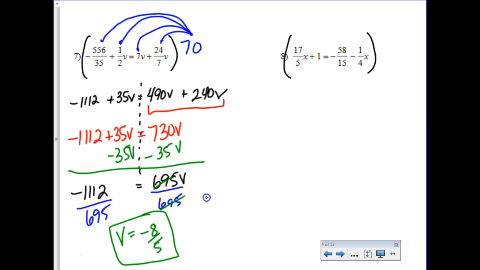All right, this next one, 5 and 15 and 4. Well, 15 is kind of a problem, because its multiples are like 15 and 30 and 45 and 60 and so on. So I think I just found a common multiple that'll work. Let's try 60.